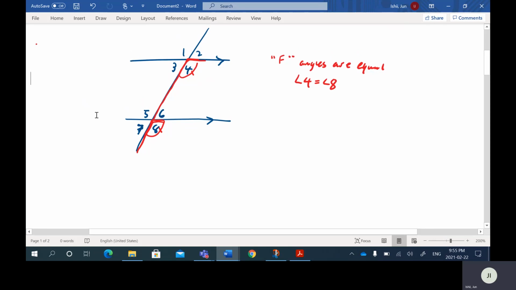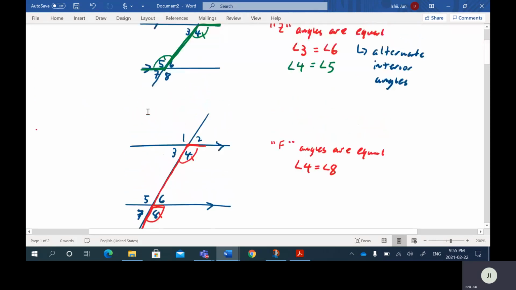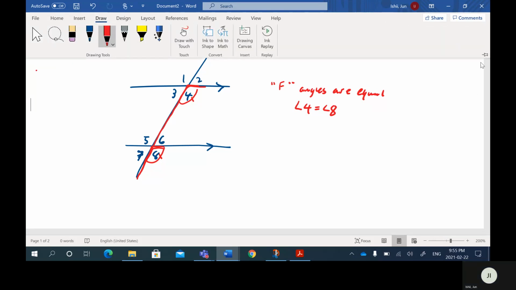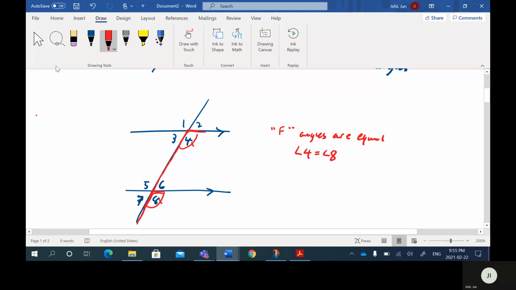And just like the previous one with the Z's, the F itself can be backwards, or it can be upside down. I'm just going to erase this.